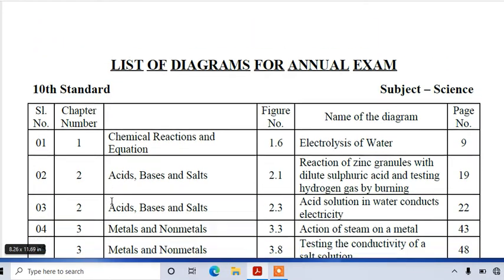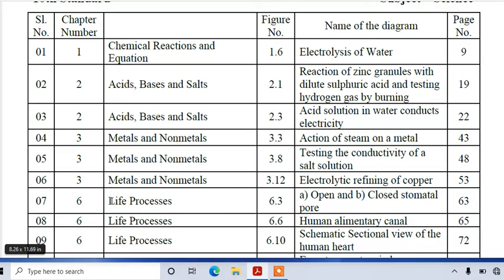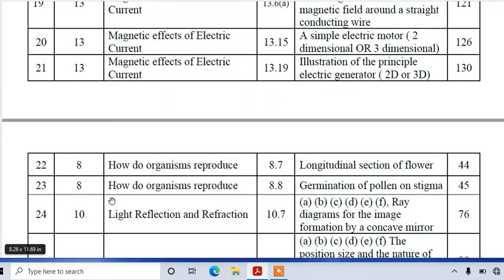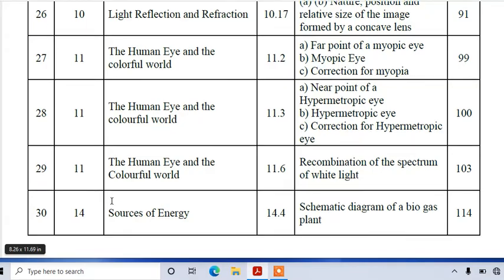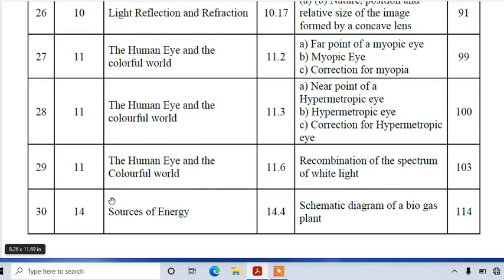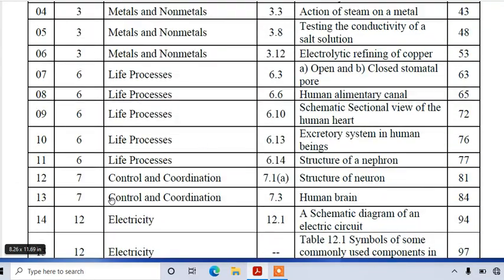Okay, so all the figures which are given in this video, practice all the diagrams carefully, mark them down in your textbook, practice it nicely and score good marks in your exam.